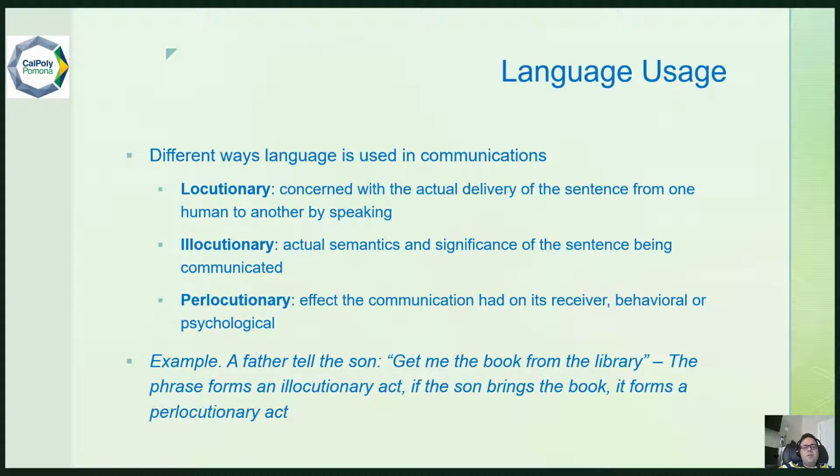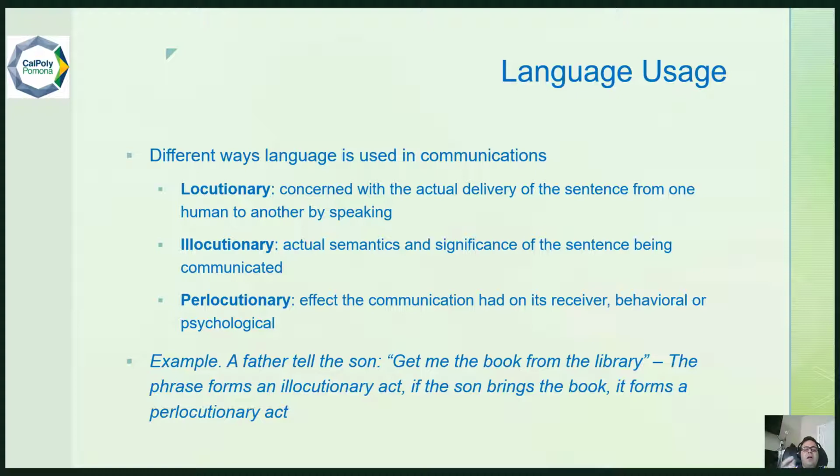Let's think about an example. Let's say a father tells a son, get me the book from the library. So because that is an actual semantic, get me the book from the library, that is going to be a locutionary act.